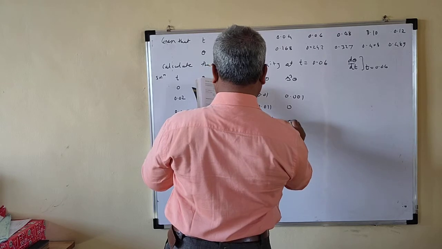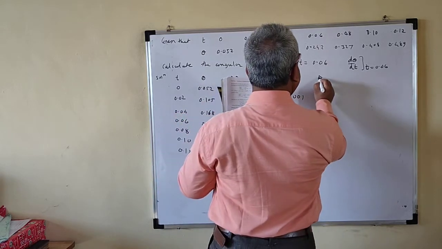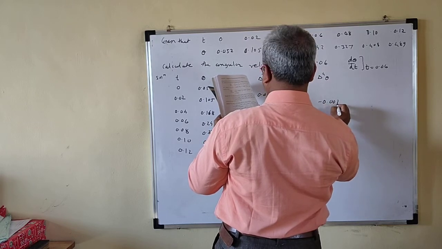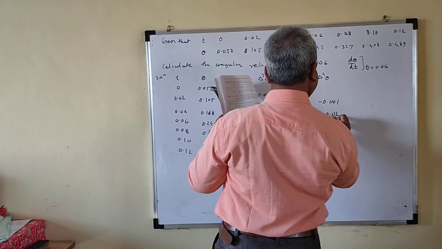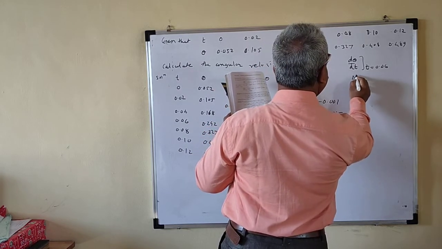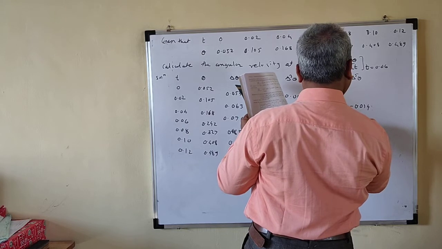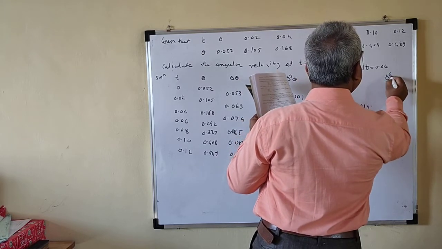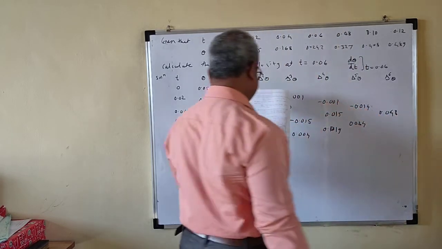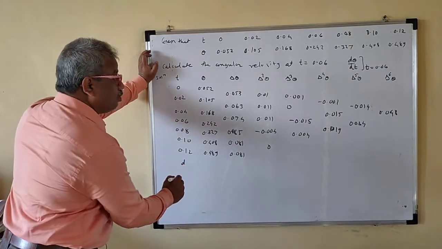0.001, 0 minus 0.015, 004, then del to the power 4 theta, minus 0.001, minus 0.15, minus 0.019, then del to the power 5 theta, minus 0.014, 0.034, then del to the power 6 theta is 0.048. Okay, so we'll write the first value.